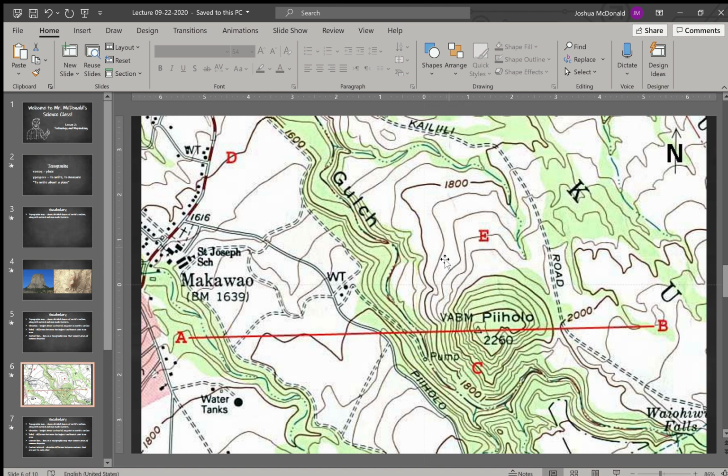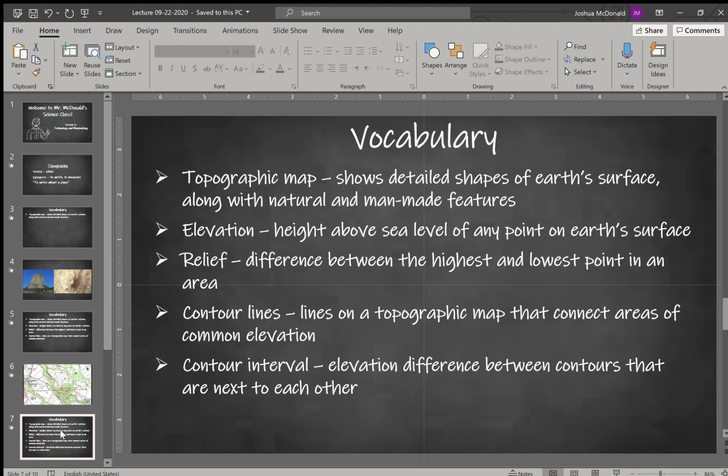How do we figure out this in between? How do we know what these lines are? So you need to know the difference in elevation between the lines. So elevation between different contours that are next to each other is called the contour interval. So that's the difference.